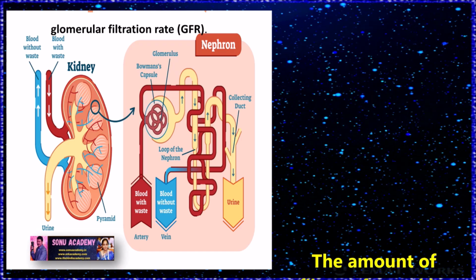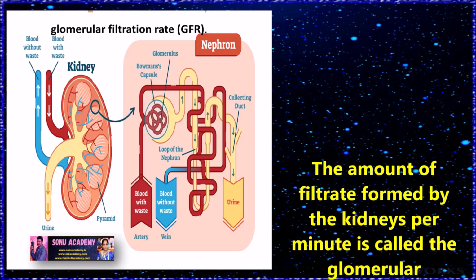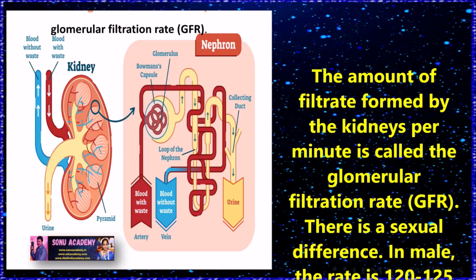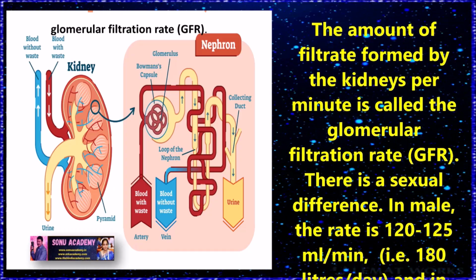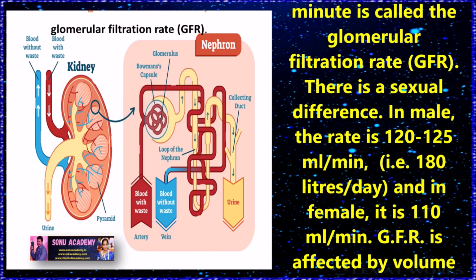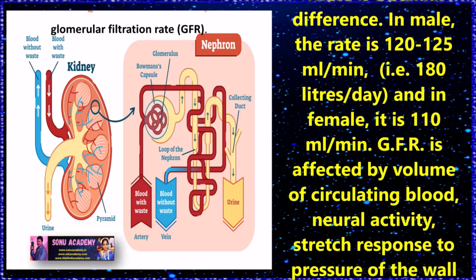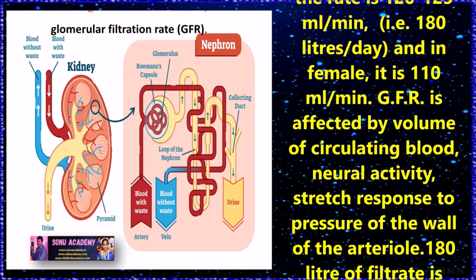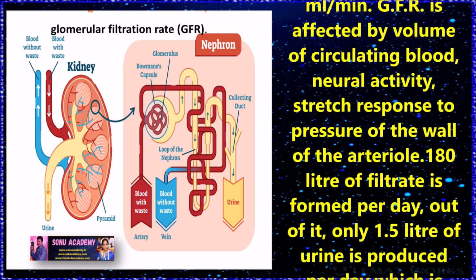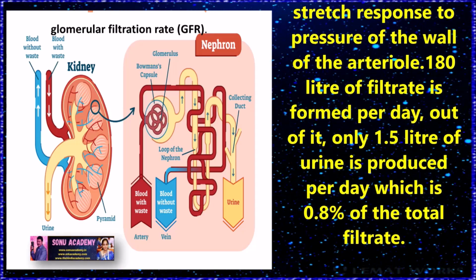The amount of filtrate formed by the kidneys per minute is called glomerular filtration rate, GFR. There is a sexual difference. In males, the rate is about 120 to 125 milliliters per minute, that is 180 liters per day, and in females it is 110 milliliters per minute. GFR is affected by volume of circulating blood, neural activity, and stretch response to pressure of the walls of the arteriole.